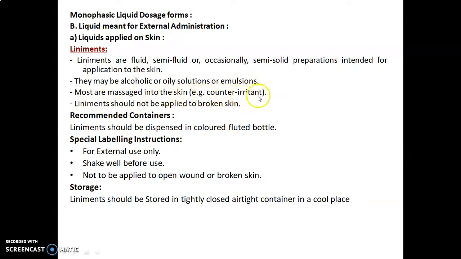For example, counter-irritant. Liniment should not be applied to broken skin. Recommended containers: liniment should be dispensed in a colored fluted bottle. Special labeling instructions for liniments are: for external use only, shake well before use, and not to be applied to open wound or broken skin. Storage: liniment should be stored in a tightly closed airtight container in a cool place. In the next session we will discuss the actual experiment.